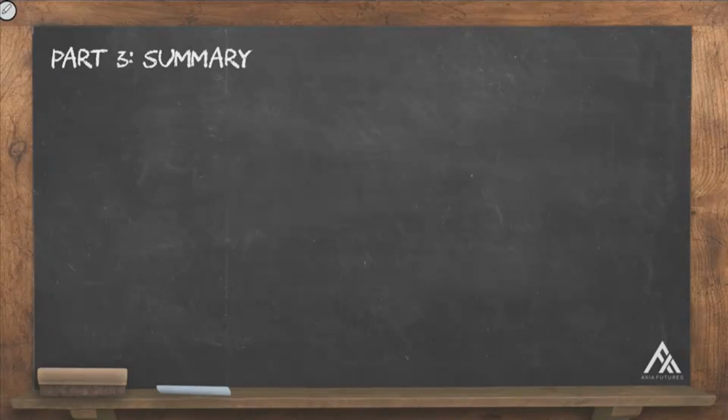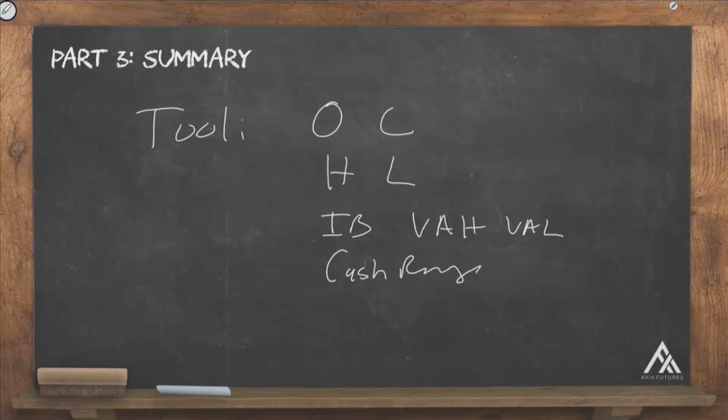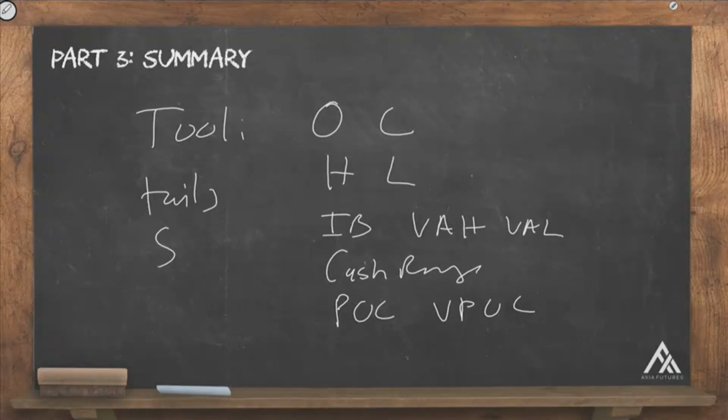So where we started off, we spoke about the volume profiling elements, what makes up a volume profile. So the tool consists of the open, the close, the high and the low, the initial balance, the value area high and value area low, and then we spoke about the cash range, and we spoke about the point of control, the volume point of control. We spoke about the tails, single prints, and last but not least, the profile shape.